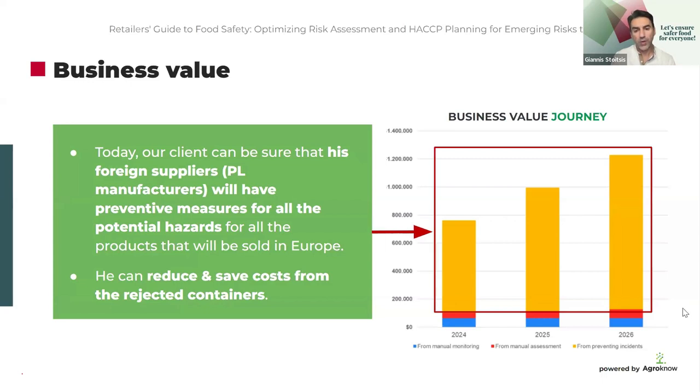They could also reduce the cost of the audits, but also the costs from rejected containers, because it happened several times to our client before using Futakai that they were sending containers to Europe with hazards that were not foreseen by the foreign suppliers. These containers were rejected, so there was a very large cost from these rejected containers, and this is what we are highlighting in the business value journey in the next 3 years.